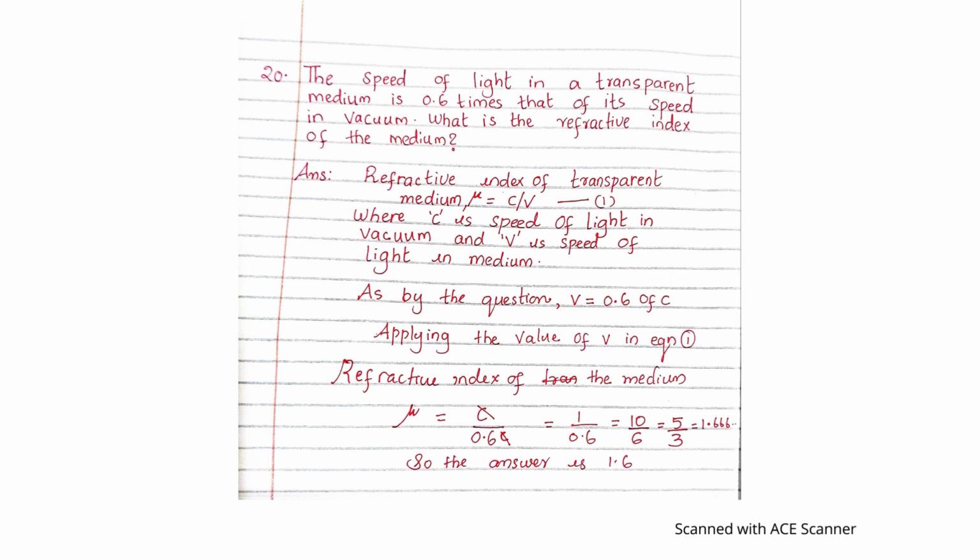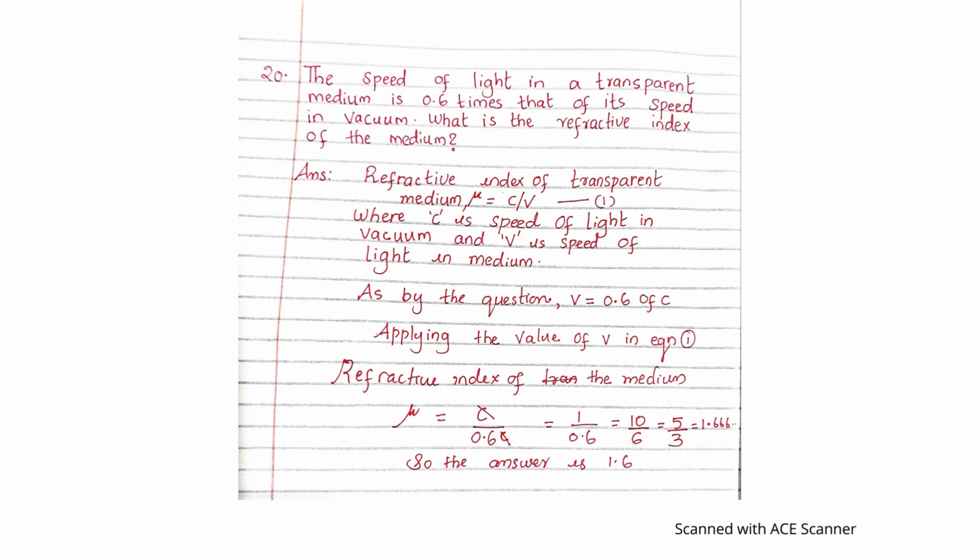The 2 mark questions will continue. I will upload the next video for that, and then the next page. Actually, I told you that I'm going to show that in the 20th question. That's a calculation question, and it's very important. The speed of light in a transparent medium is 0.6 times that of its speed in vacuum. What is the refractive index of the medium?